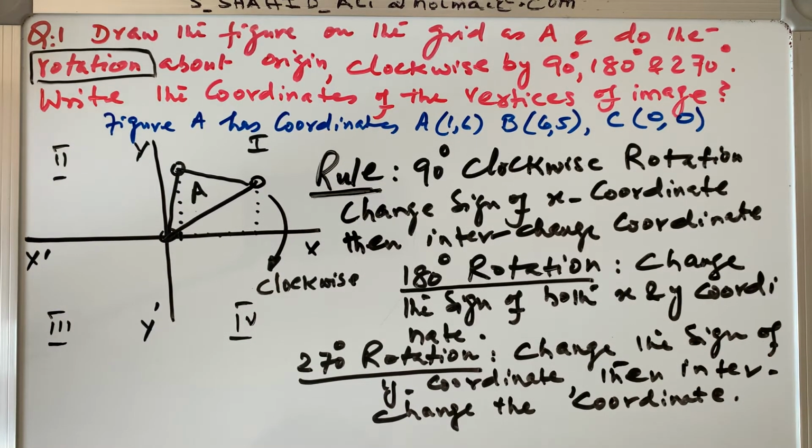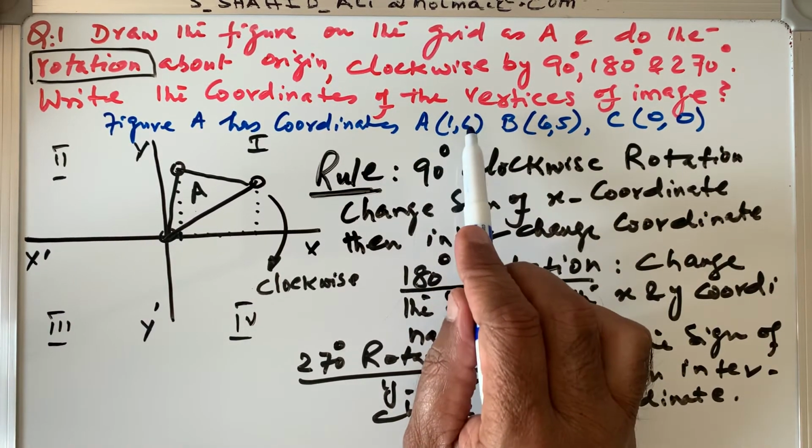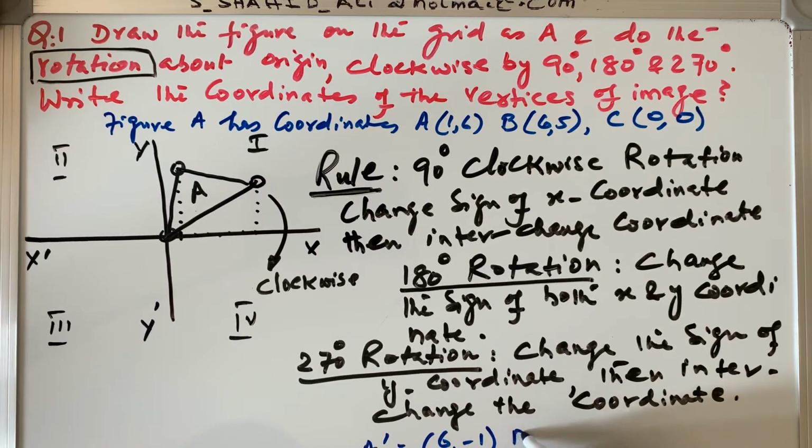And now we have learned how to rotate it by 90 degree. The rule for clockwise rotation is to change the x coordinate sign. So we have to change the x coordinate sign and then interchange, right? So can you change the x coordinate sign? This is 1 and minus 6, 1 and minus 6, right? So it becomes 6 and minus 1. So A dash becomes (6, minus 1). And then B dash becomes, what is the rule?